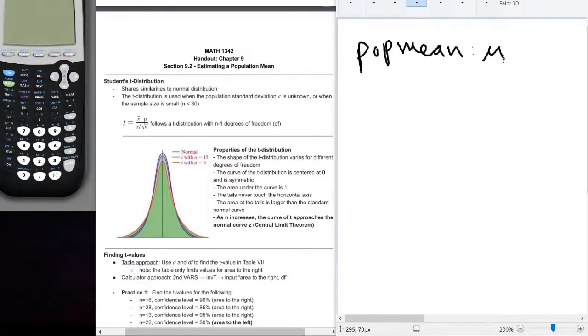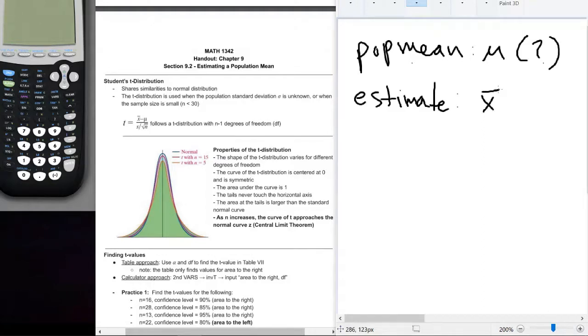we denote it as mu, but we're going to assume it's unknown. So suppose we were interested in the average male height in a population or average test scores in a population. Again, same as before, it's very time consuming to collect population data, and it's also very expensive to do. A lot of resources are required in order for us to gather that population data. So instead, we estimate it by using the sample mean, x bar.